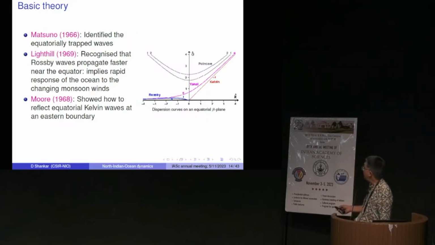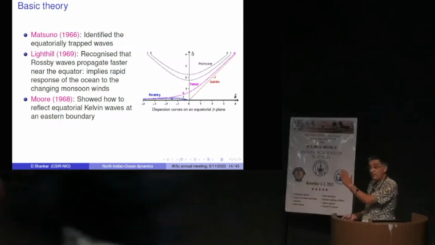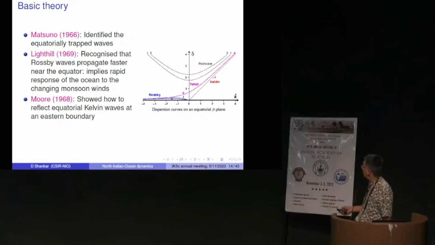Matsuno identified the equatorially trapped waves. These are based on the Hermite functions. So these are the dispersion curves of the waves that you get on the equatorial beta plane. Lighthill recognized that there are waves called Rossby waves which propagate westward, and they propagate faster near the equator.